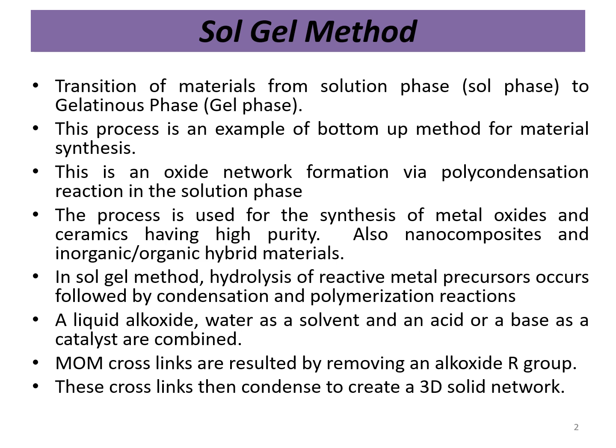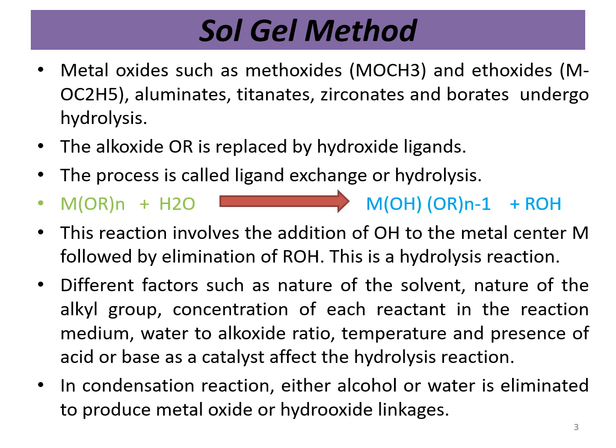Metal oxide metal cross-links result from removing an alkoxide R group. This is the oxide network formation process. These cross-links then condense to create a 3D solid network. So cross-linking occurs and the cross-linked products further condense to create a 3D solid network structure.